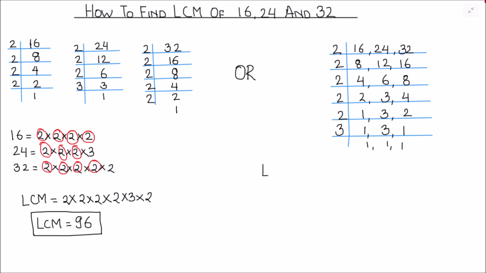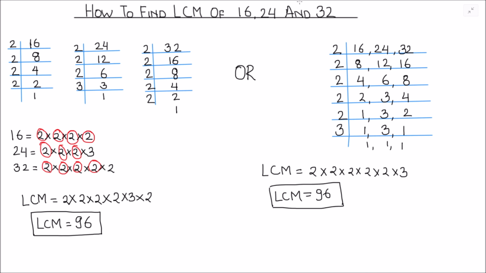To find the LCM, we just need to multiply all the factors which we got on the left hand side of the ladder. So the LCM will become 2 times 2 times 2 times 2 times 2 times 3, which is equal to 96. So as you have seen, we have used the single ladder and multiple ladder method to find the LCM of the three numbers.